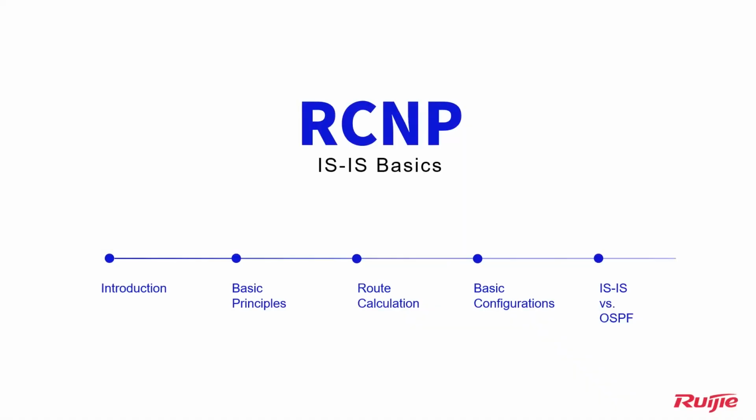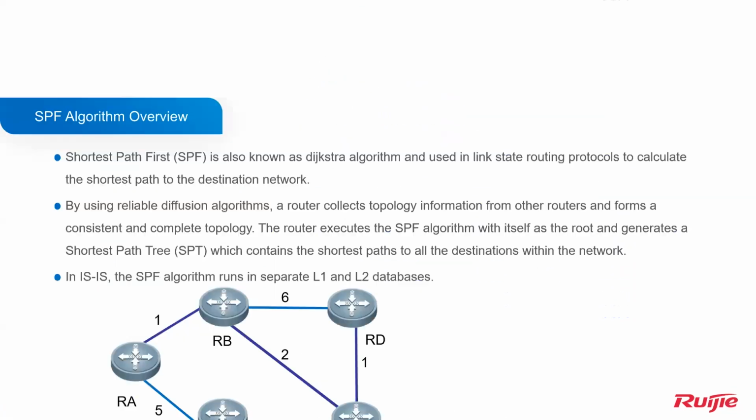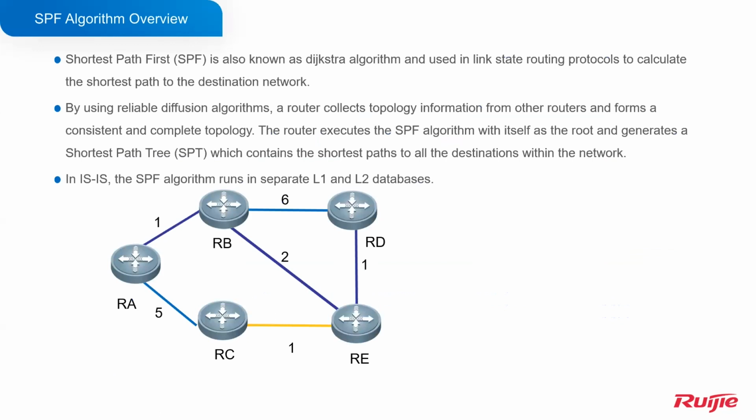Okay, now let's see the next part. If we already have the LSP in the synchronized database, how do we do the route calculation? If the database is ready, then the router will, according to the SPF algorithm, calculate the shortest path to reach the destination.